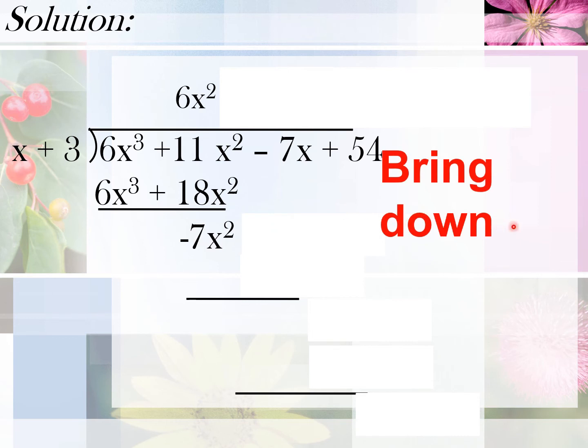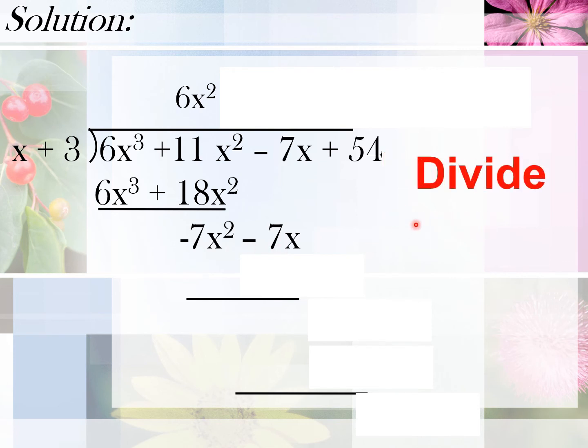Next process is bring down. Bring down natin yung negative 7x sa tabi ni negative 7x squared. Proceed ulit tayo sa division. So, divide ulit tayo ng first term, tsaka first term ng divisor. Negative 7x squared divided by x, that is equal to negative 7x. Negative 7 times 1 is negative 7. Then, x squared divided by x is x na lang. Subtract lang yung exponent na 2 minus 1.